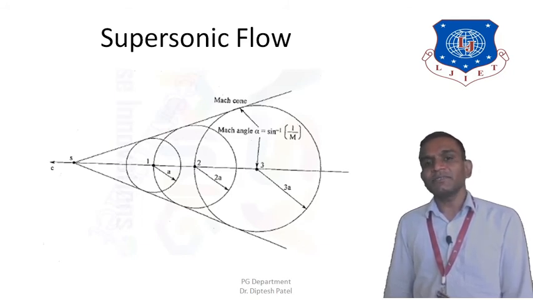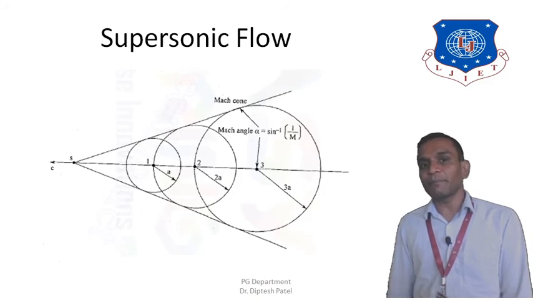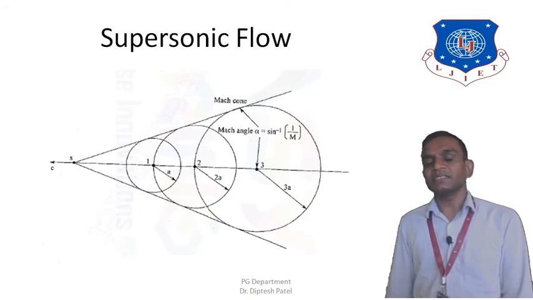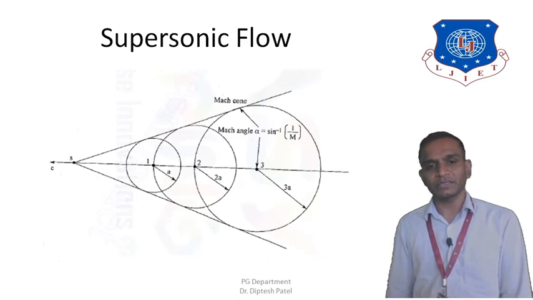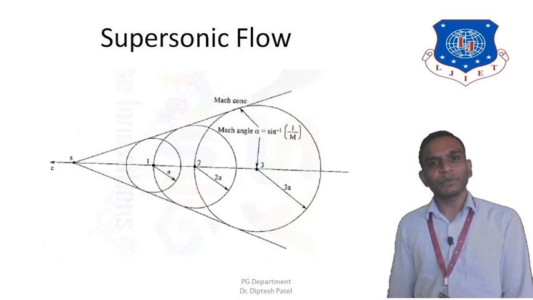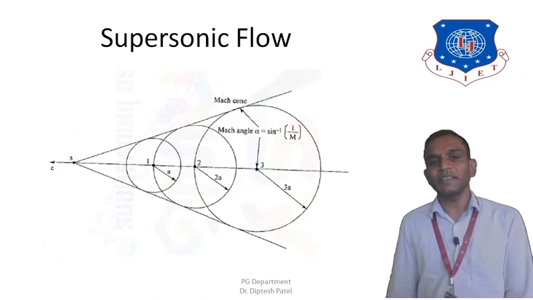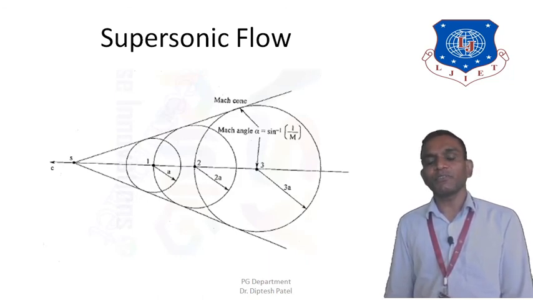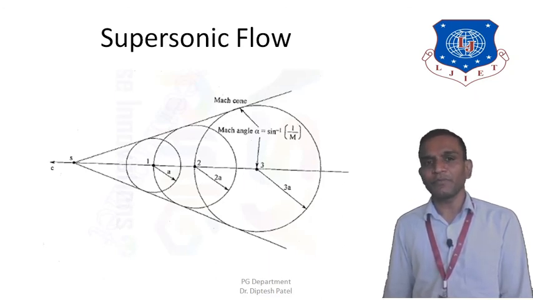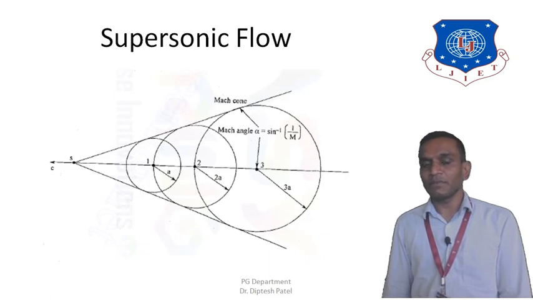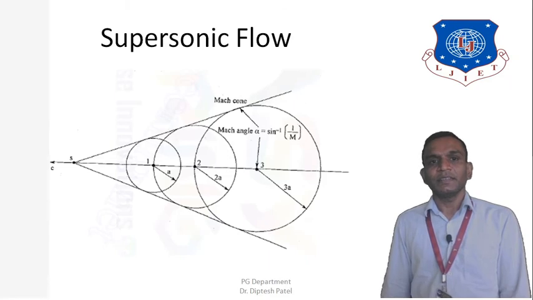So the region which lies outside of the Mach cone is known as the zone of silence, while the region which lies inside of the Mach cone is known as the zone of action. So this is for the supersonic flow region. So here we have studied the different flow regions in detail, that includes the incompressible flow, then sonic flow, subsonic flow, and the supersonic flow regions.